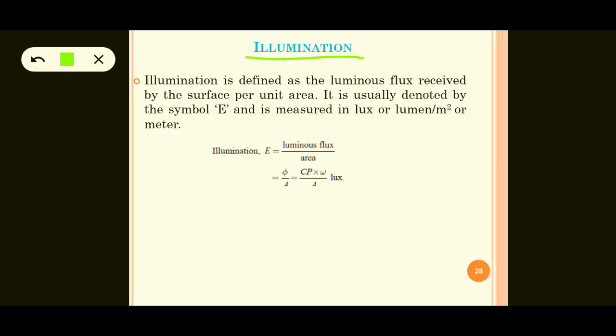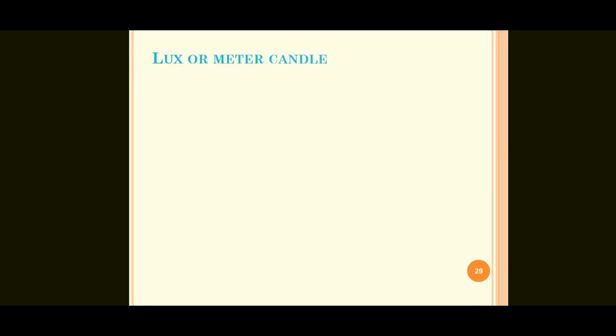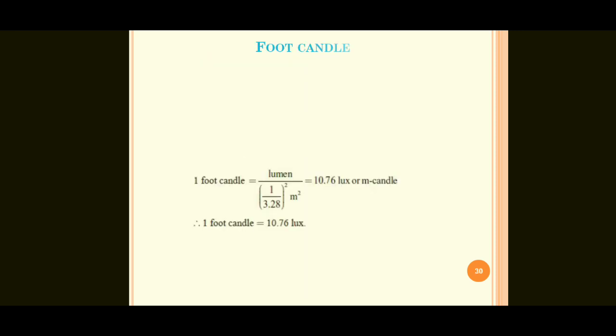So from this equation, flux is equal to candle power into omega, and candle power into omega per area has units of lux. So the illumination is represented in lux, or meter candle. Foot candle I will explain in the next class.